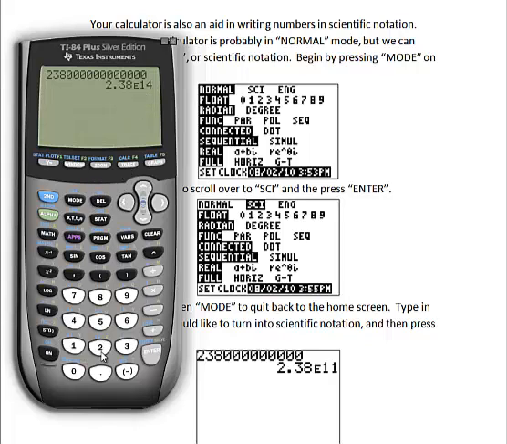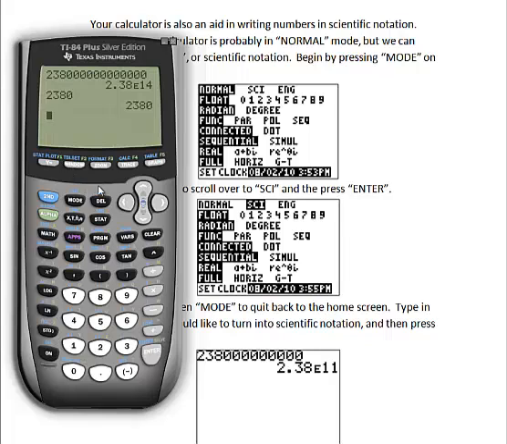Now if we type in a smaller number, say 2,380, then it'll return the normal notation, which makes sense because when we click mode, our calculator is in normal mode, so you would expect that, 2,380. Okay, what if we want to make our calculator return 2,380 in scientific notation?